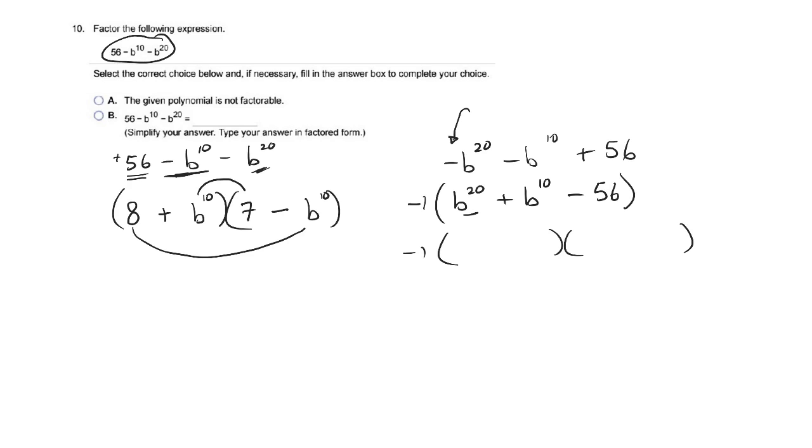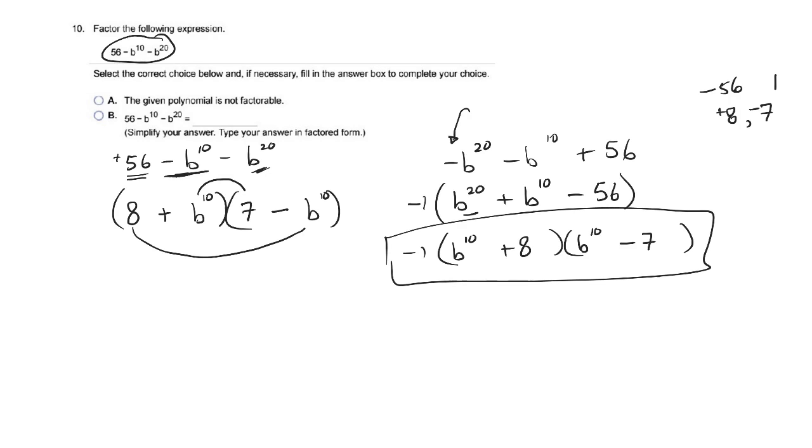So b to the 20th splits into b to the 10th and b to the 10th, and again, things that multiply to -56 and add this time to a +1. So it'll be 8 and 7. If they need to add to +1, this has to be positive, that has to be negative. So I'd put a +8 there and a -7 there. And that's how I would leave it. I think the answer in the book is this, and that might be a little bit simpler to do, but typically we like to write the b's first.